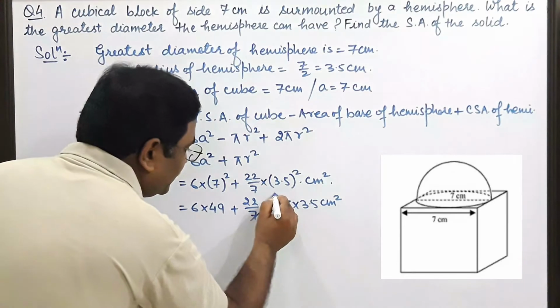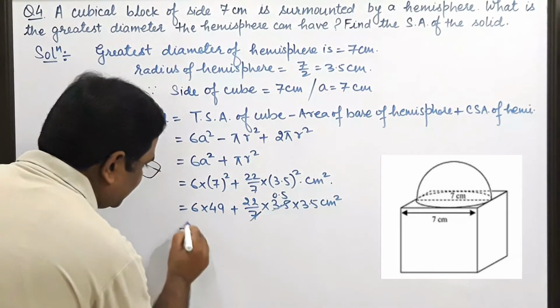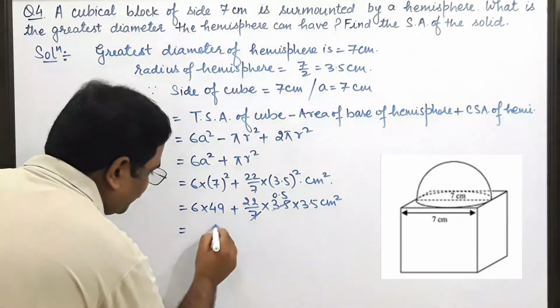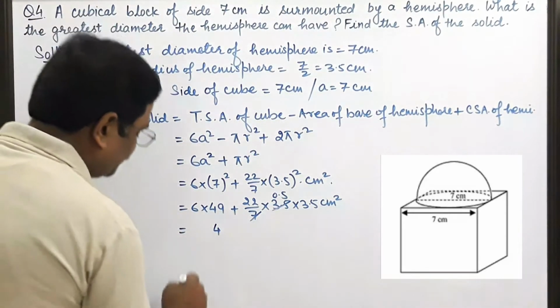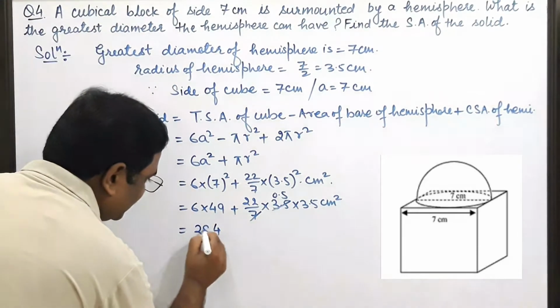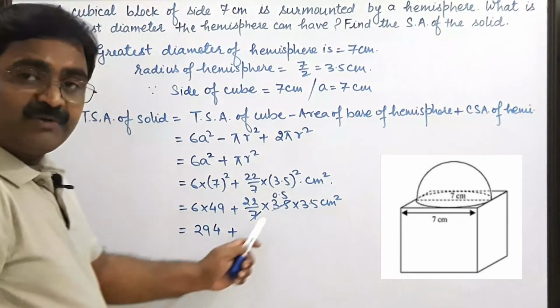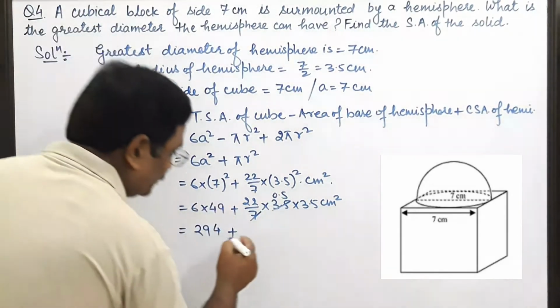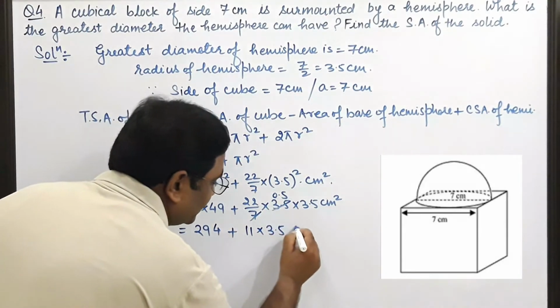With the 7 5s are 35, it can be written as 6 9s are 54 and 6 4s are 24, plus 5 is 29, plus 22 into 0.5, means the half of 22, which is 11 multiplied by 3.5 centimeter square.